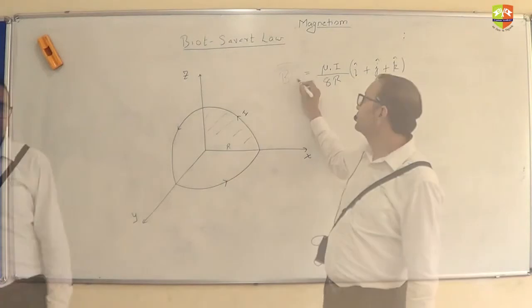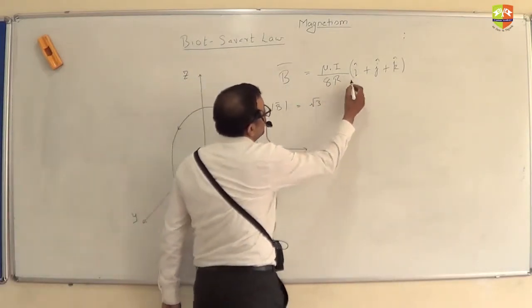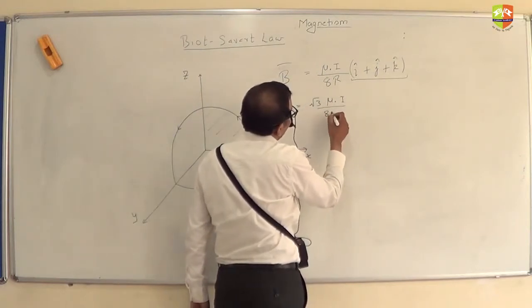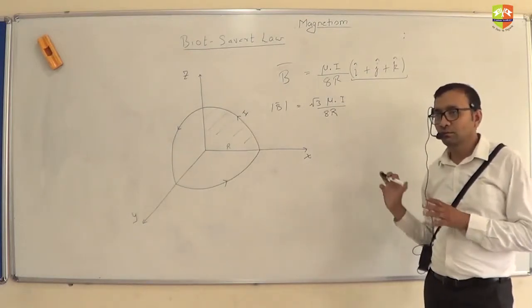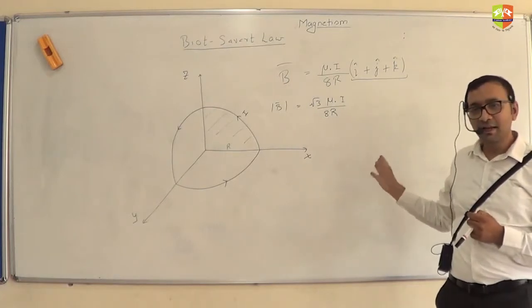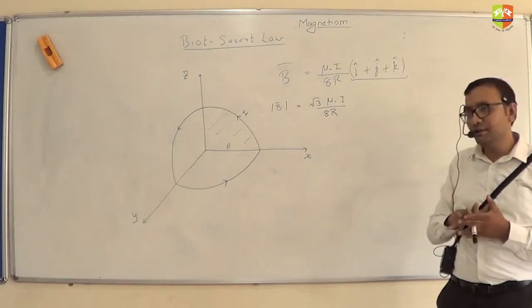This is the answer. The magnitude will be how much? The magnitude of i plus j plus k is root 3. So root 3 times mu naught I by 4R. Understood? Any doubt? No doubt? And this is JEE Advanced level. These are the questions which are considered to be the most difficult ones from this chapter.